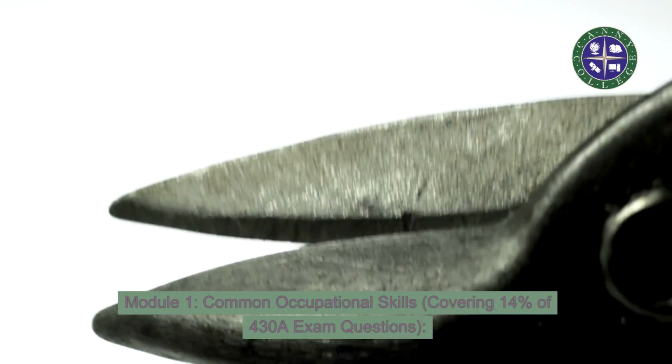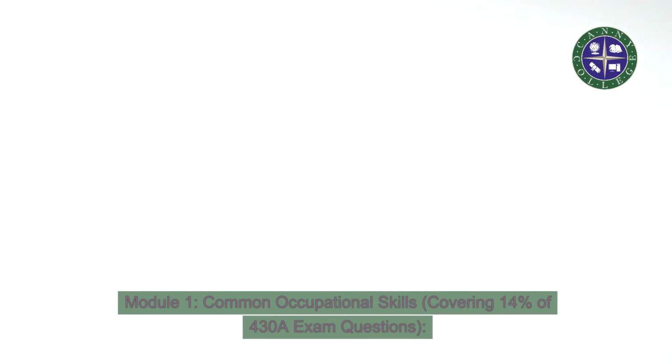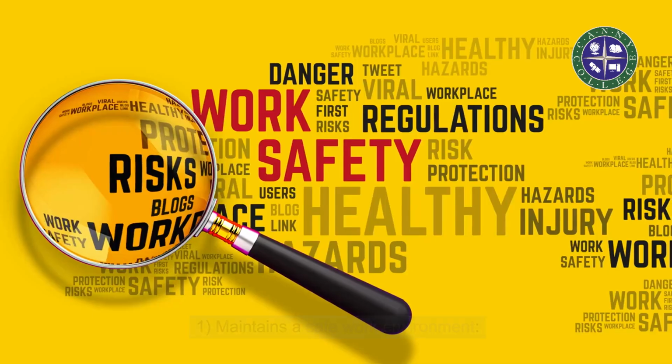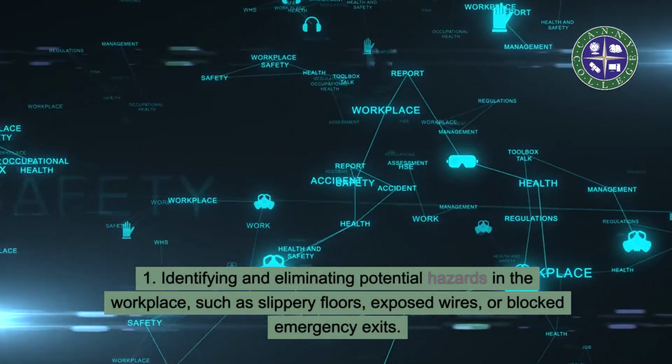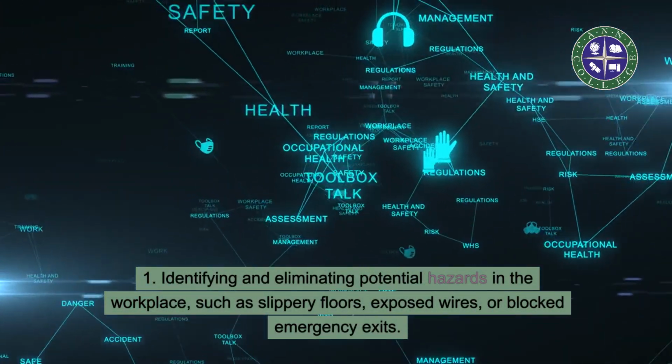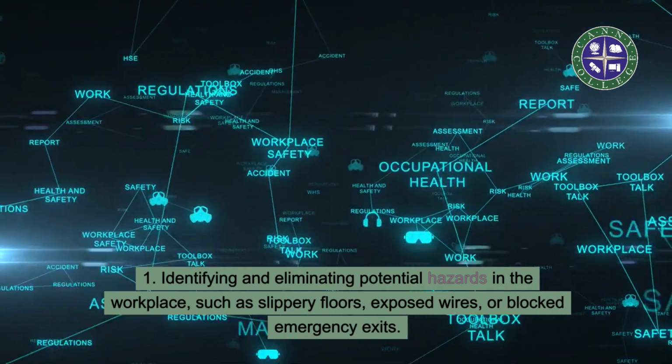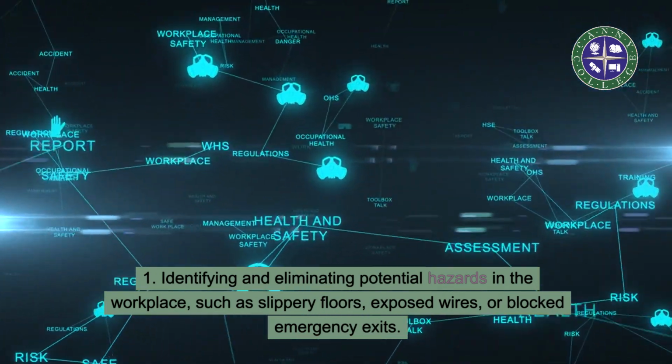Module 1. Common occupational skills, covering 14% of 430A exam questions. 1. Maintains a safe work environment. 1. Identifying and eliminating potential hazards in the workplace, such as slippery floors, exposed wires, or blocked emergency exits.